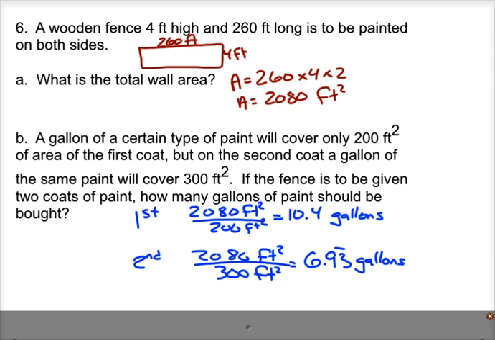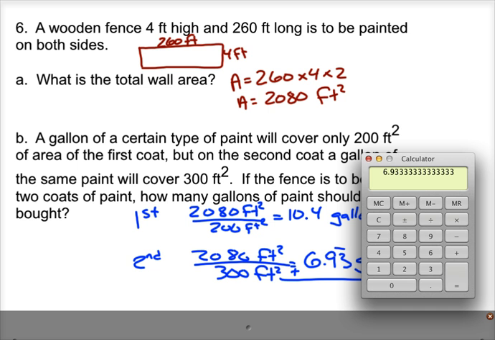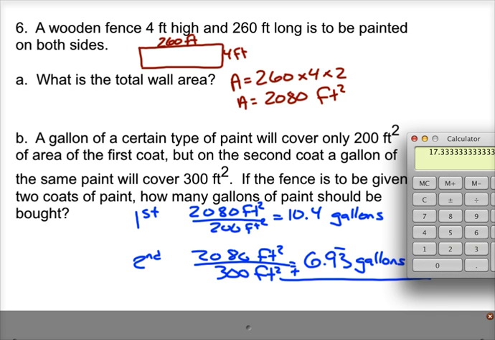Well, how much am I going to need all together? I'm going to add these two together. So I'm going to take the answer I already have and add on 10.4, and I get 17.3 repeating.